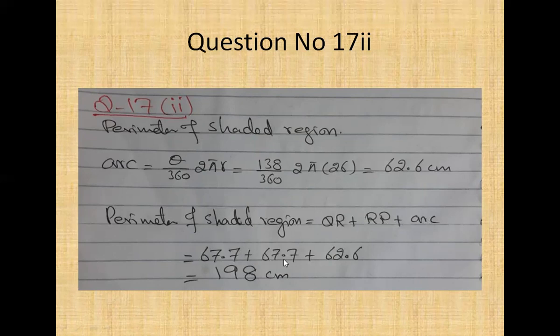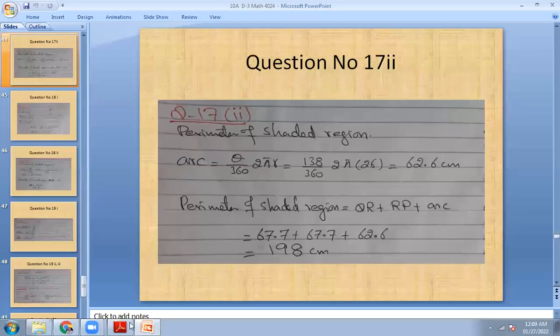So 67.7 plus 67.7 plus 62.6, and that will be 198 centimeter. 198 centimeter. So this is how you will do question number 17, and I hope that it makes some sense to you. Okay, so let's move to the next thing.